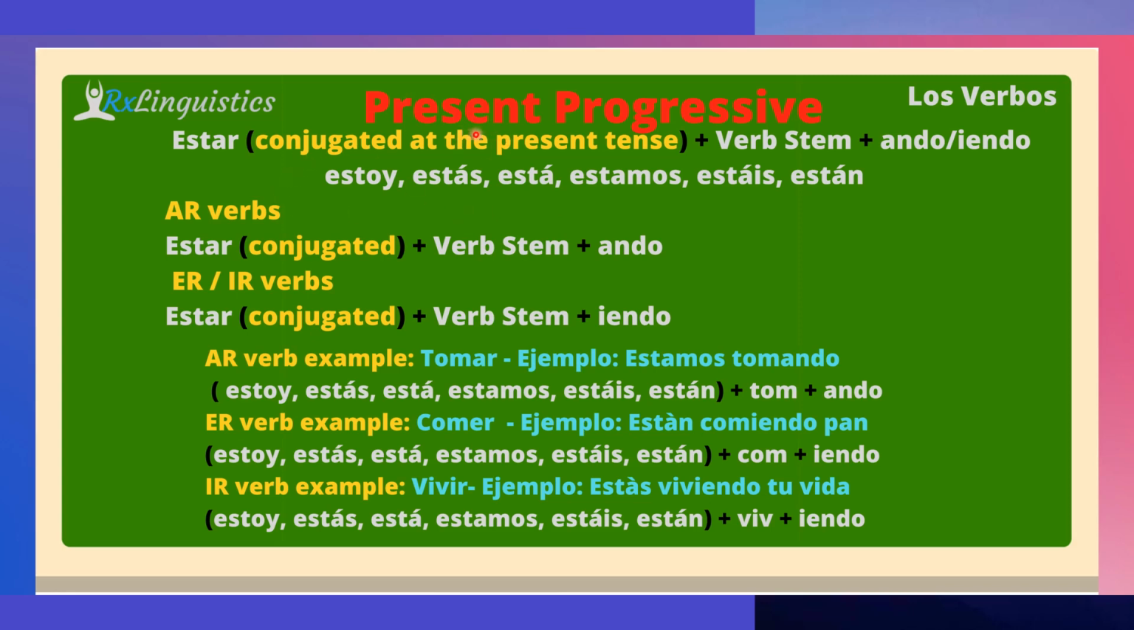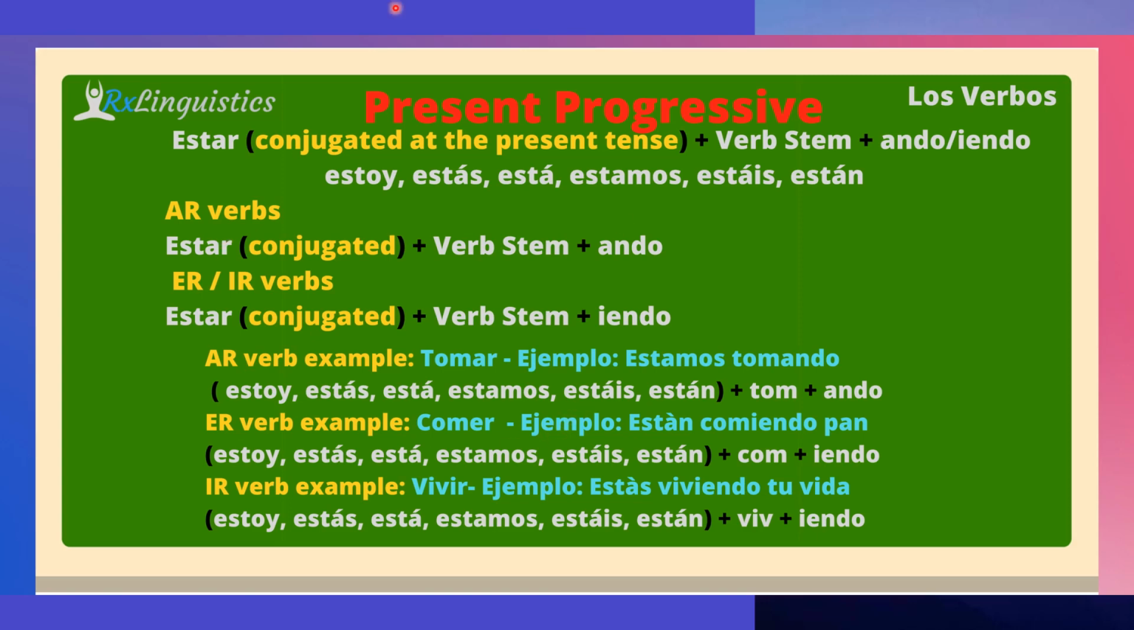In this context, we are talking about present progressive, which means the estar has to be present tense. Then you add the stem of the verb. After the stem, you add ando, which is A-N-D-O. You add that to the stem, and then you have your conjugated form of estar. These are two separate items, because the estar has to be separate from the verb and the ending of the verb. That will make it your present progressive.